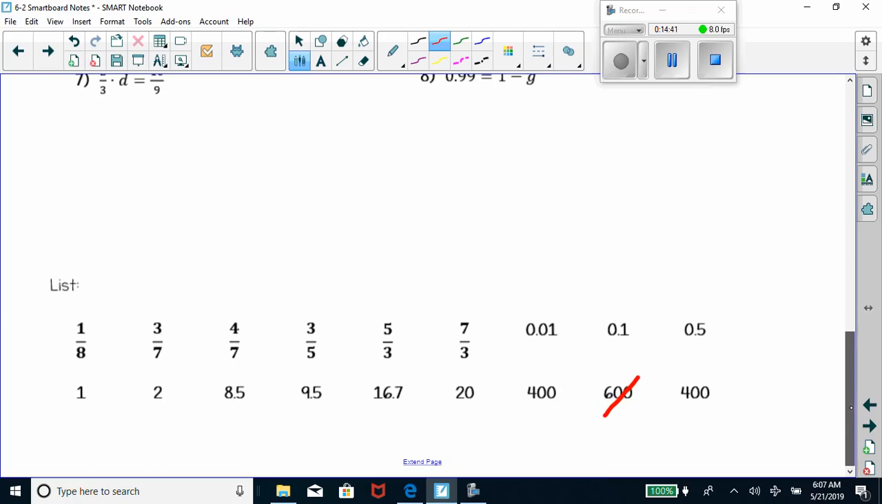So I'm going to come down here and see, is that a possibility? It's not written as a fraction, but if I look right here, there's 1/10, right? 0.1. So that's my solution.